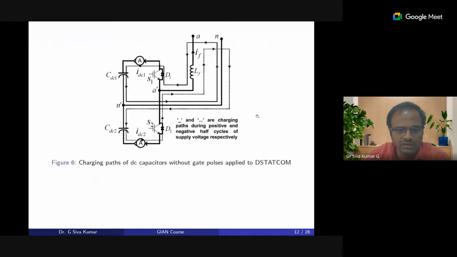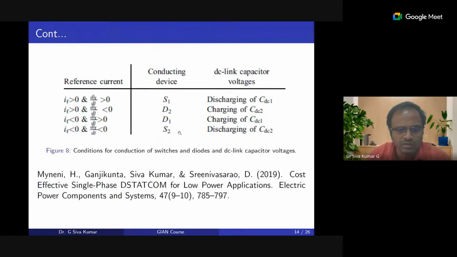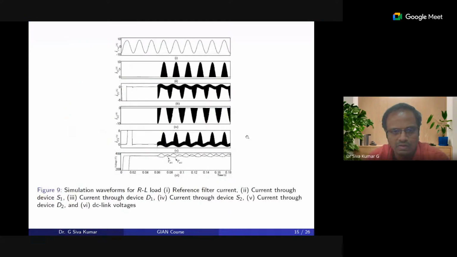So now D2 is conducting, which means it is in the charging mode, right? When switch S1 is conducting, you are going to have the discharge. This is the kind of operation which will be there. During the negative cycle, the devices conducting are D1 and S2. D1 and S2. You can see this operation over here.